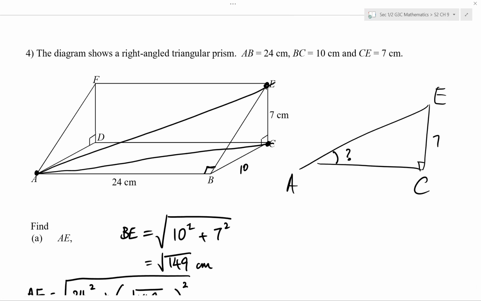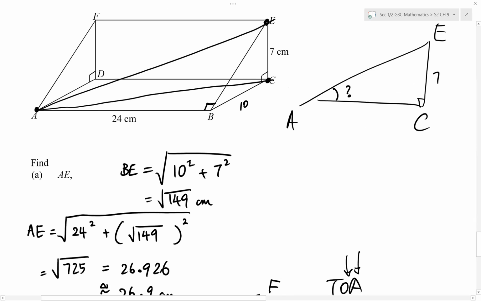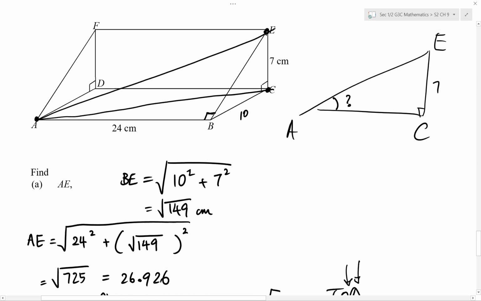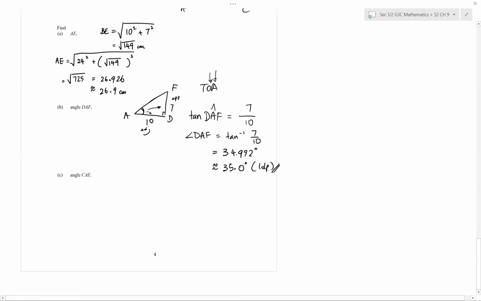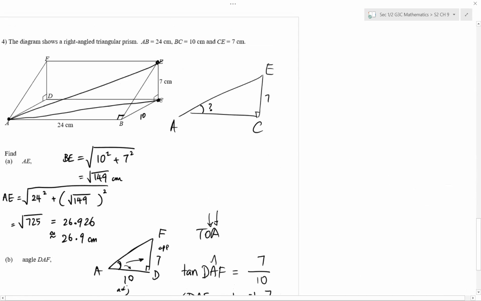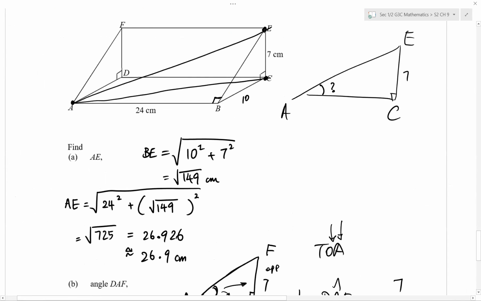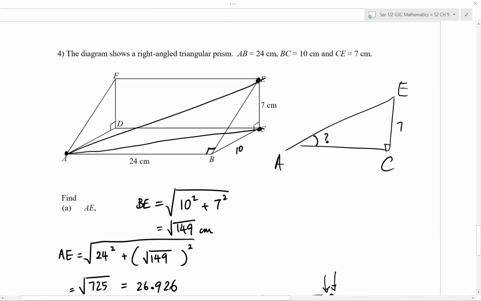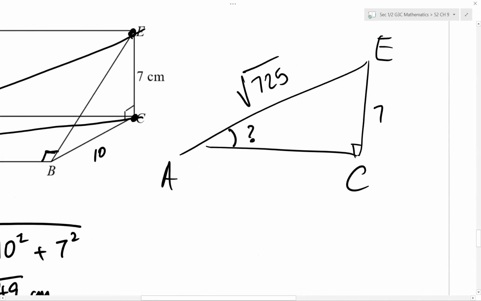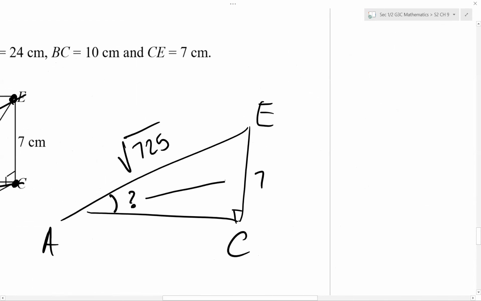Earlier on, do you remember we found AE? AE was square root 725, and we can use that. AE is square root 725, yeah. So with this, the reference angle is our CAE. I've got my opposite, and I've got my hypotenuse.